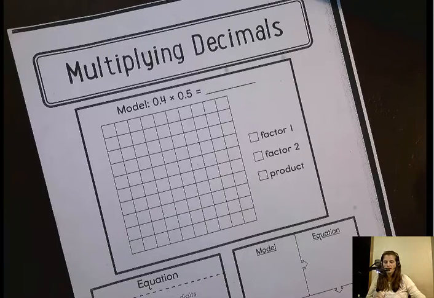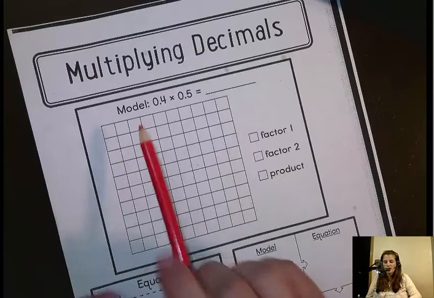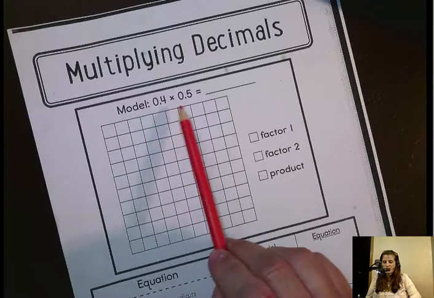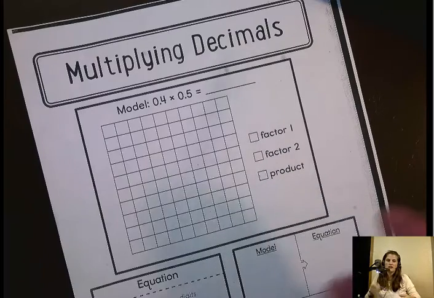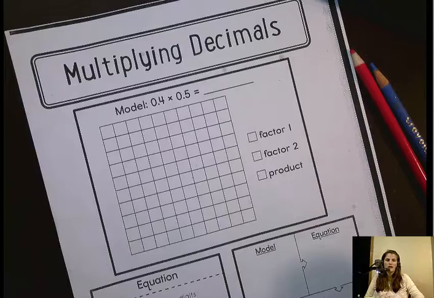Okay, welcome back. Today we're going to look at multiplying decimals, and we have a problem here. It says model 4/10 times 5/10. So you're going to need two different colored pencils. Okay, so I have a red and a blue.